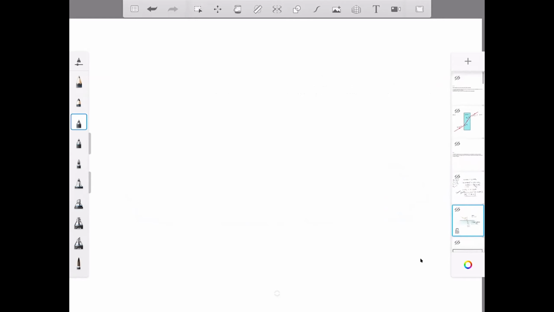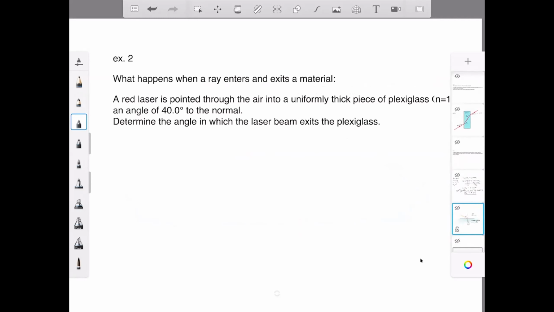All right, let's look at another example. This one's interesting because we're dealing with a different type of situation where you have a material that is kind of sandwiched in between another material. So you have your light ray traveling through one material, it refracts through another piece, and then exits on the other side back into the original material. Something like this.